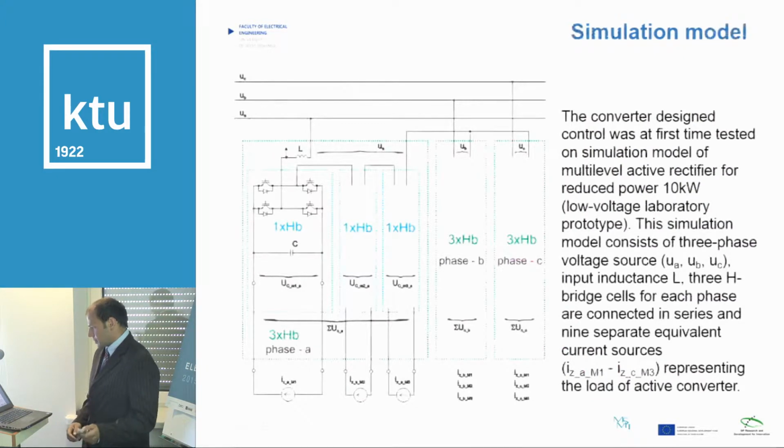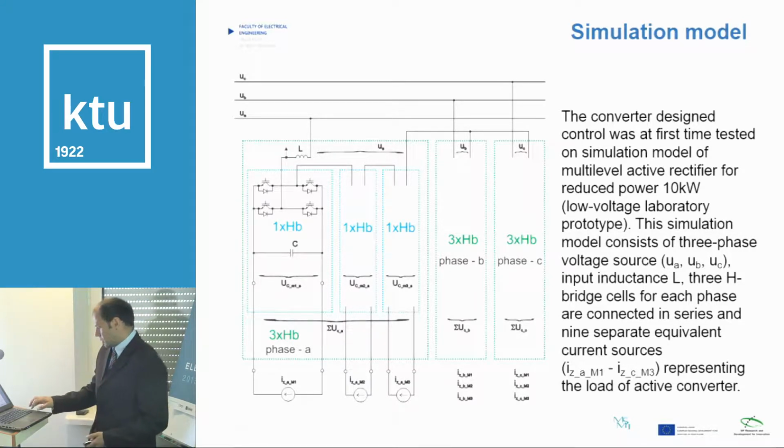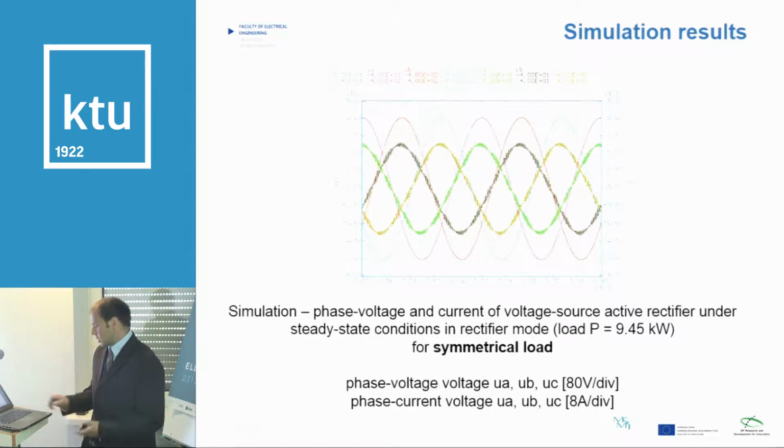And now some simulation results. An equivalent current source is used as a load, because we needed to test the converter behavior under non-symmetrical load. First is the behavior of the converter under symmetrical load with 9.45 kilowatts. There is a 3-phase voltage and three-phase currents, which are in phase with the voltage.